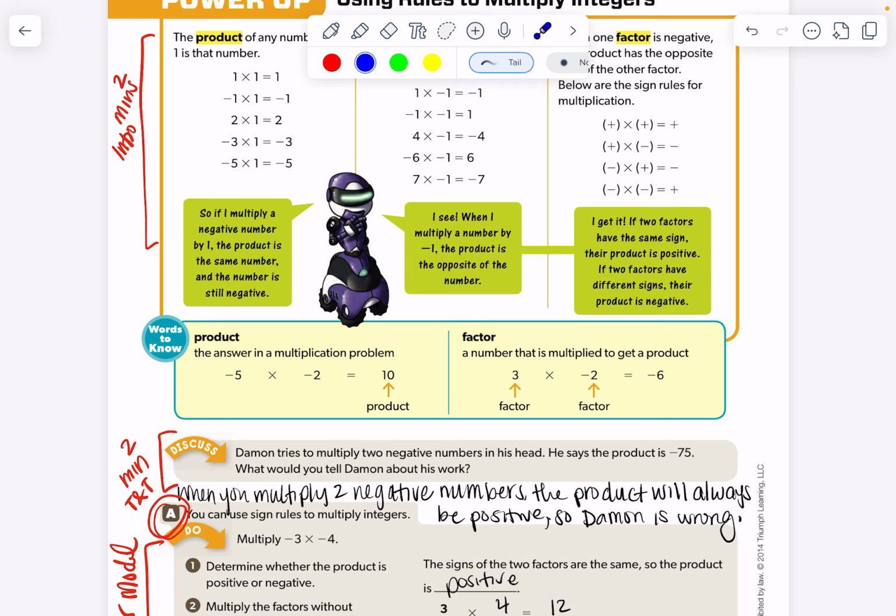Right? So students should say, okay, well, what do I know about multiplication rules of integers? Well, it says multiplying 2 negative numbers. I know that when I multiply 2 negative numbers, my product should be positive. So Damon getting negative 75 is actually incorrect. He should have gotten positive 75.